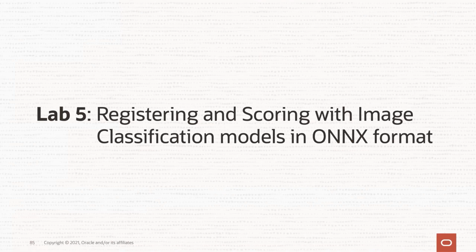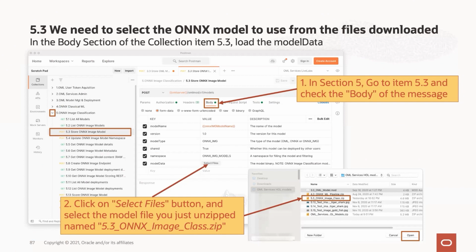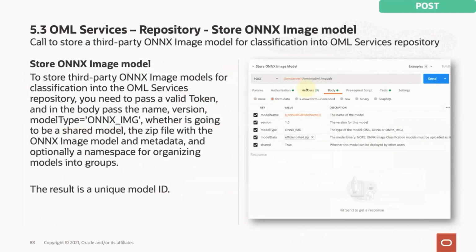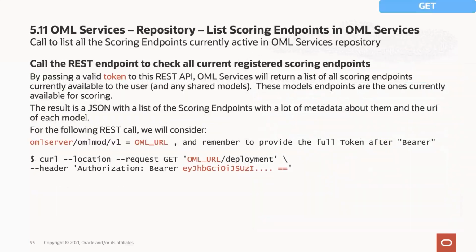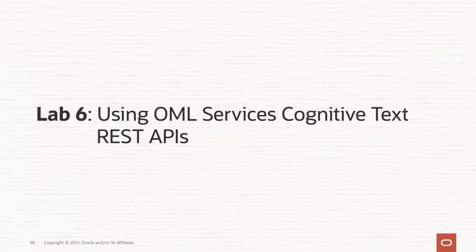So we saw our image classification. I have all the details here in the PDF that we distributed, so you can see all the details there, right? So I'm going to skip these different components that we did, and we're going to go to lab 6, which is the final lab, which actually talks about the cognitive text REST APIs.